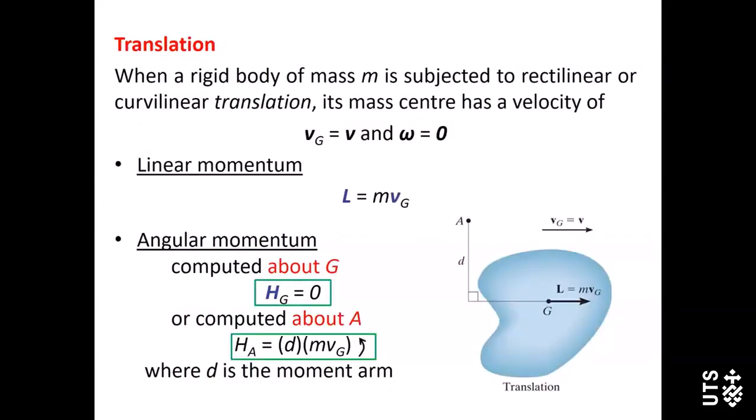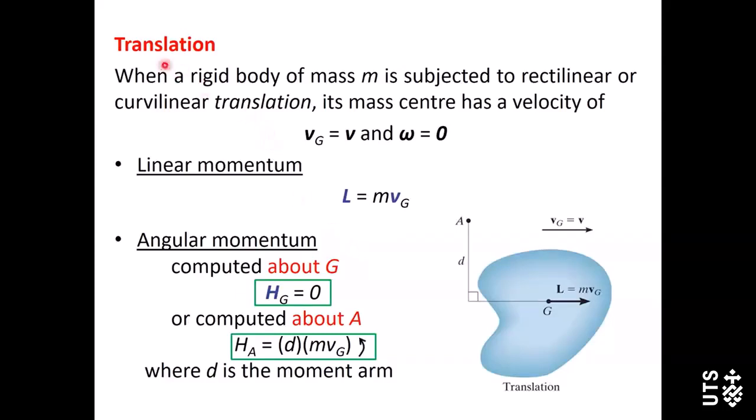A rigid body may undergo translation, rotation about a fixed axis, or general plane motion. For all these motions, the linear momentum is always the same. It's always equal to mvg. But for angular momentum, we can have some simplifications.